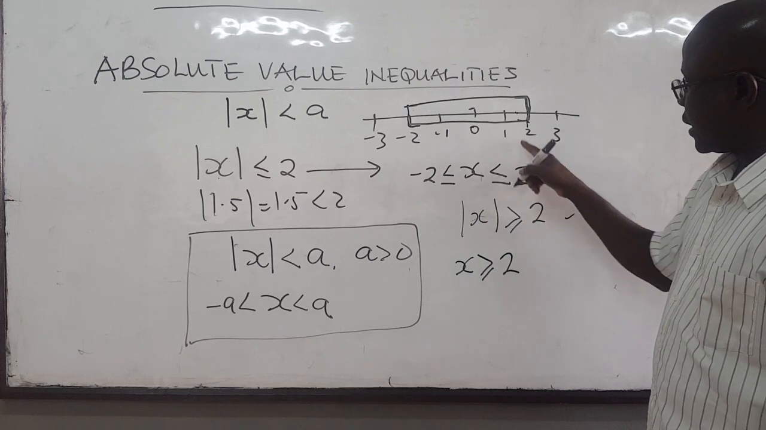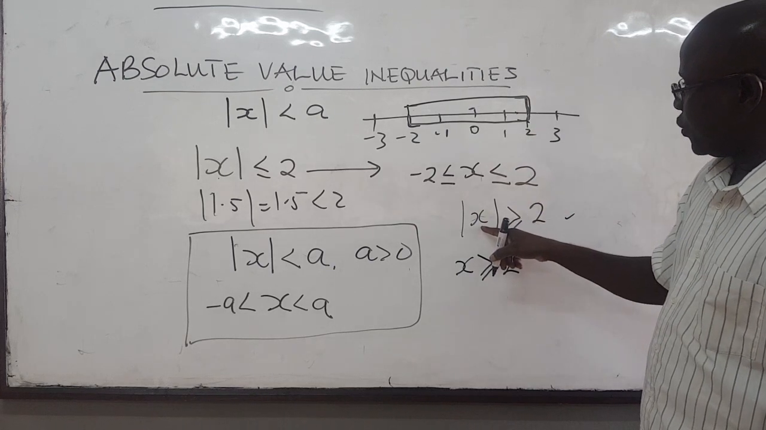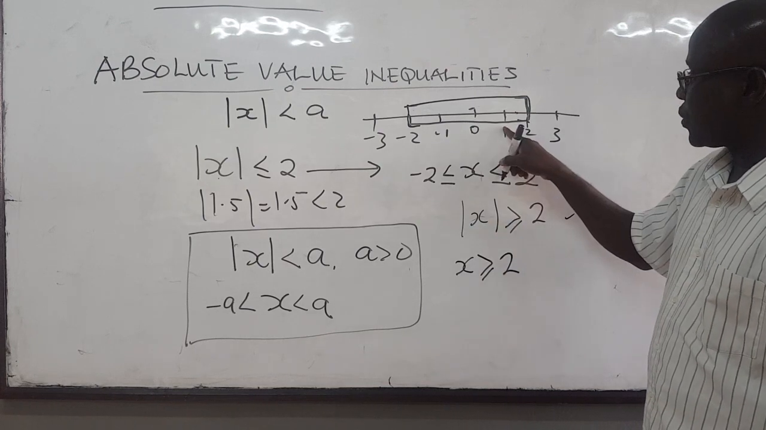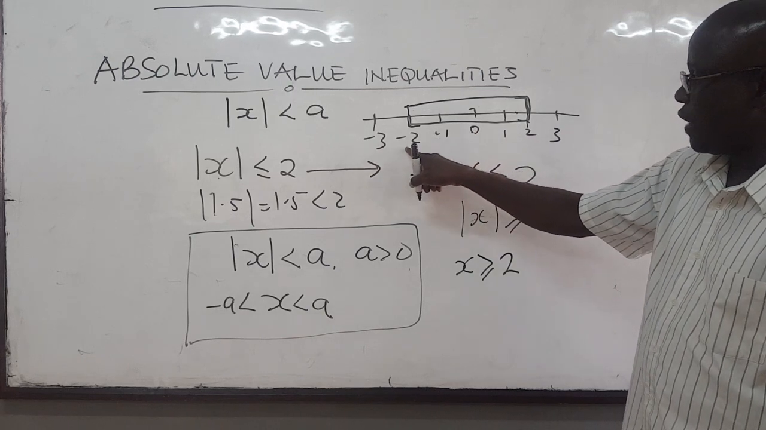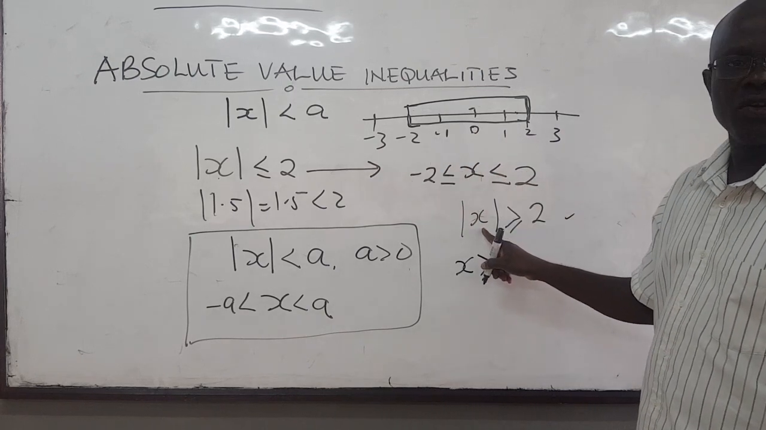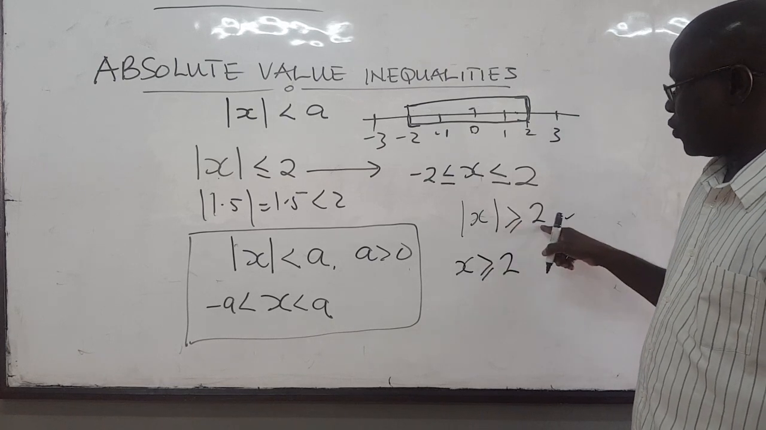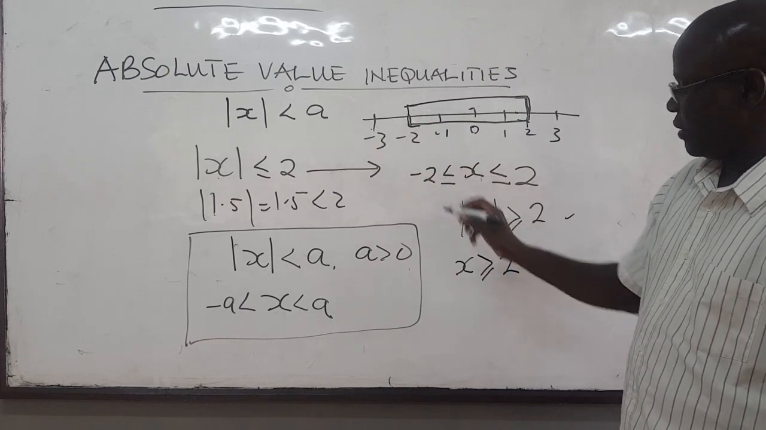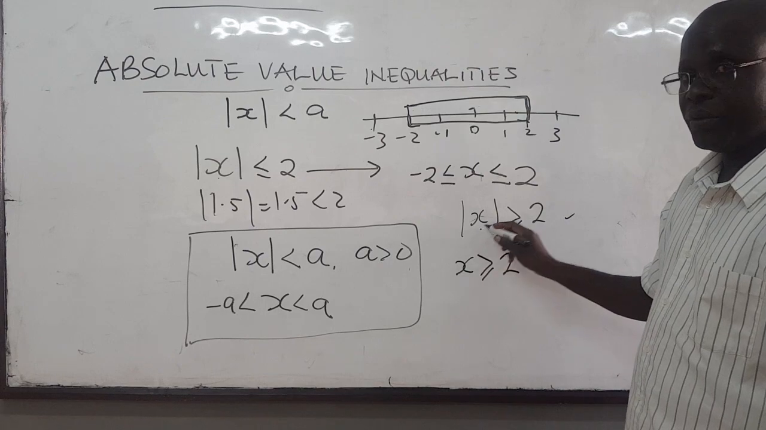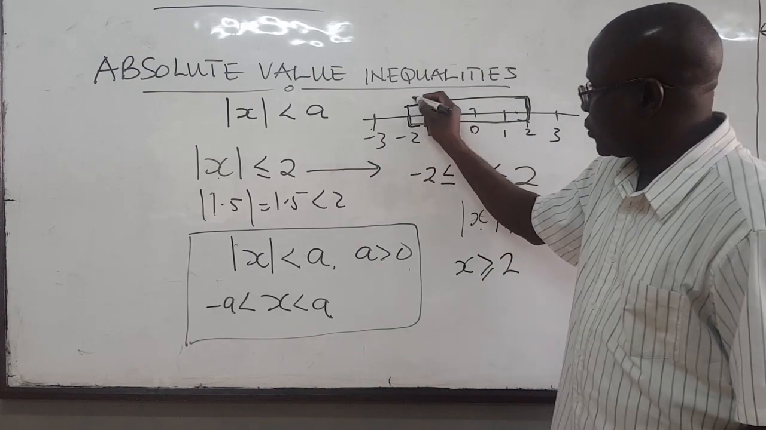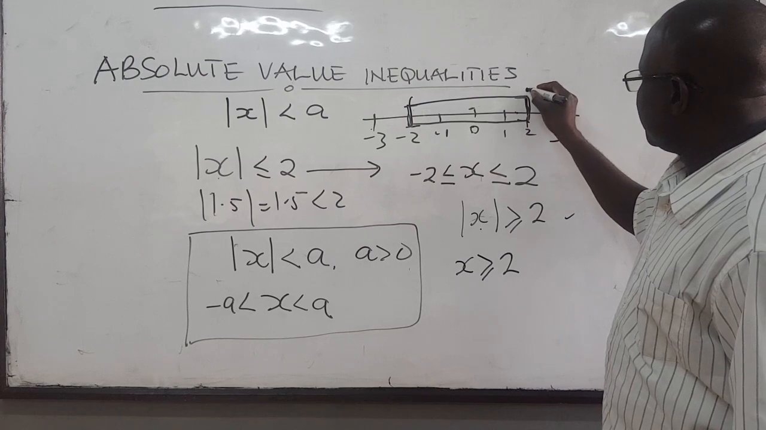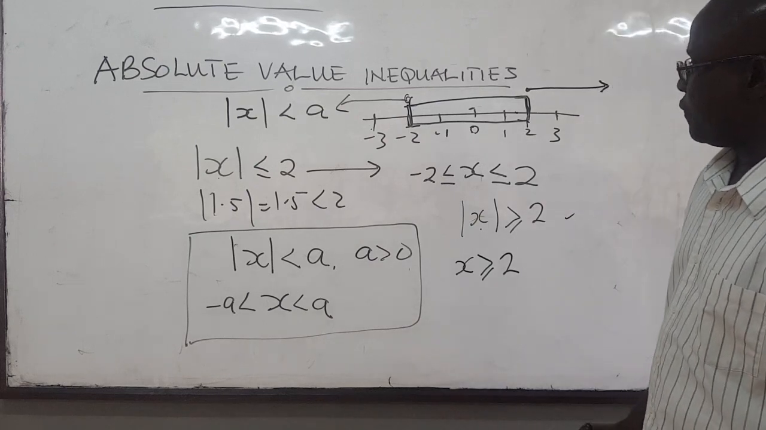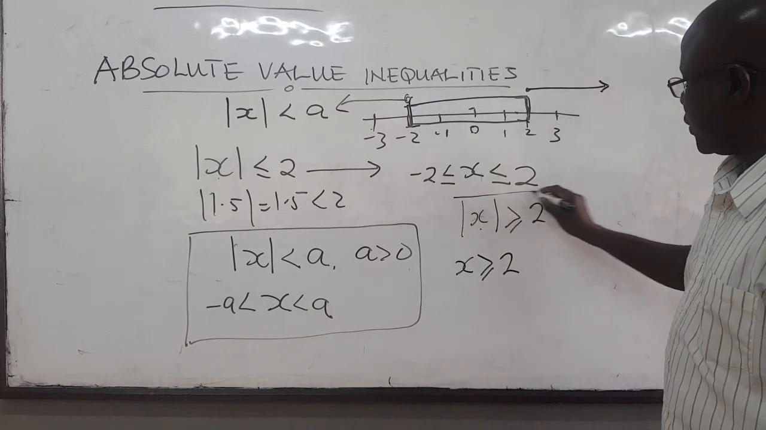Well, what of numbers that are less than 2? If I put 1, the absolute value of 1 is 1, which is not greater than 2. So this does not satisfy. If I put negative 2, I have the absolute value of negative 2, which is 2. 2 is equal to 2, so that is fine. You can start from here. If I put negative 3, the absolute value of negative 3 is 3, which is greater than 2. So this is true. So from 2 all the way here, and from negative 2 all the way to negative infinity will satisfy this inequality.